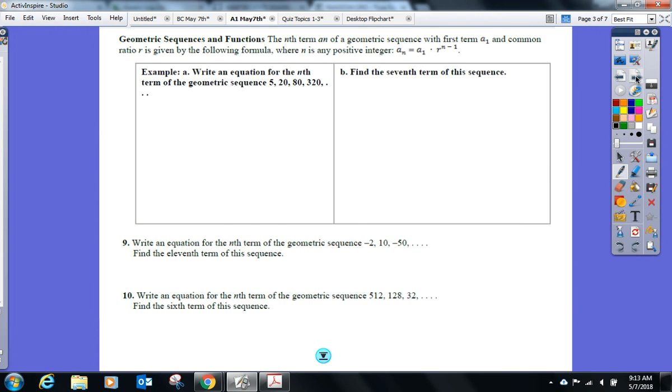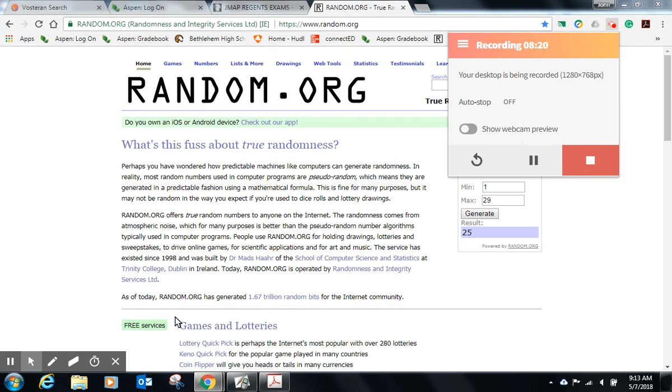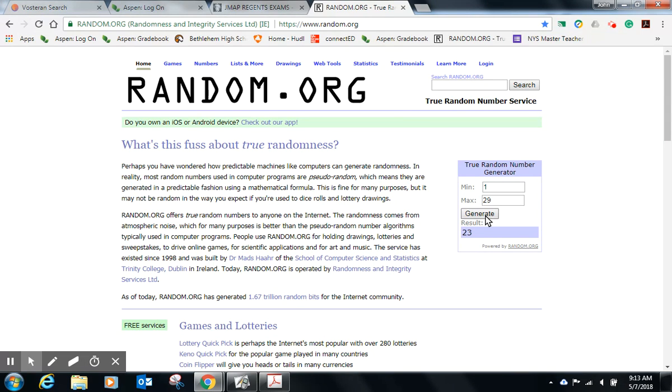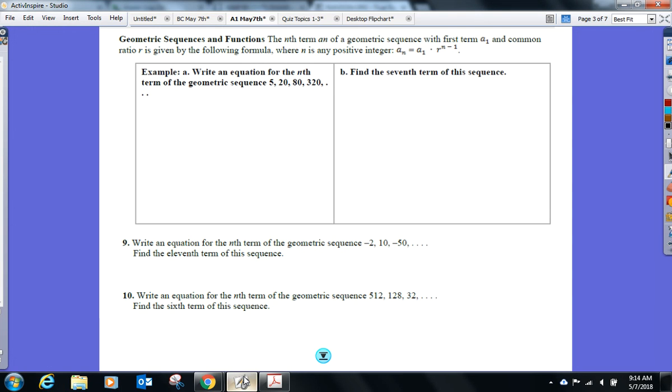You got 5, 20, 80, and 320. First of all, why is it geometric? All right, other than it tells me it's geometric. Why would that sequence be geometric? Here you go, 23. Why is that sequence geometric? 5, 20. I'm multiplying every term by 4. Everyone agrees? So I know it's geometric.